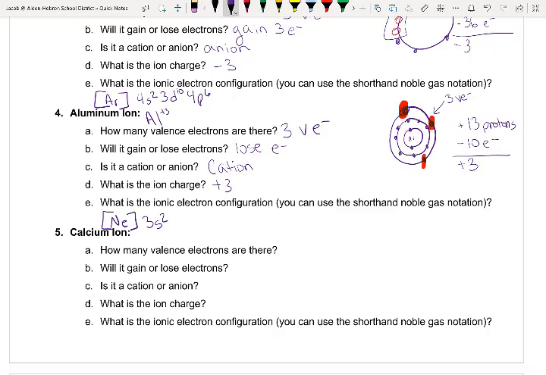And then that's where we end it. I lied. I was doing the regular one. So sorry. Okay, so we're losing these 3 electrons.